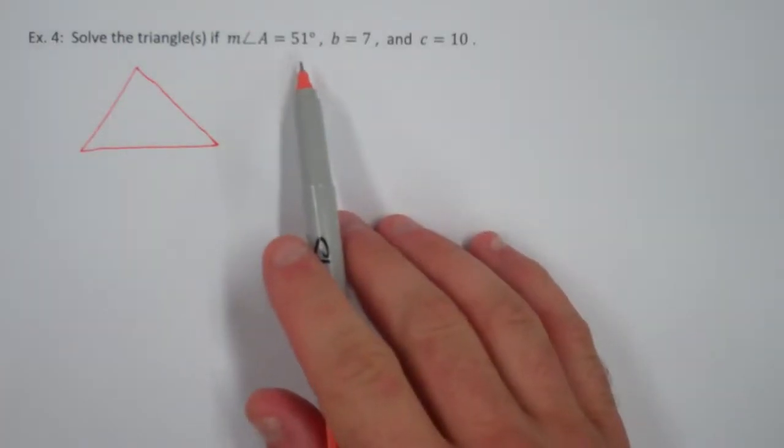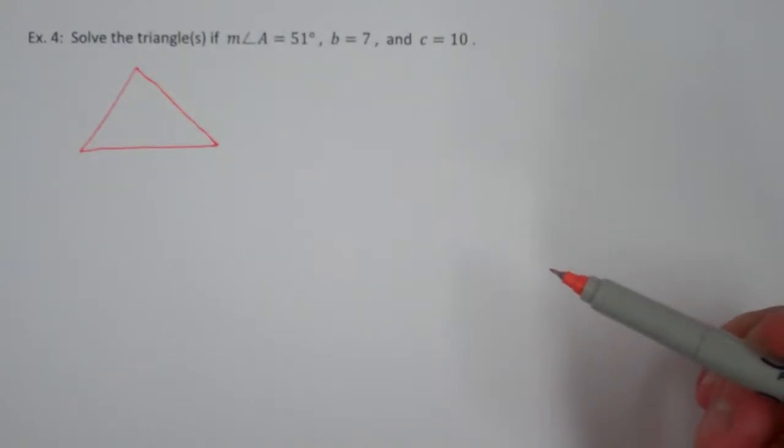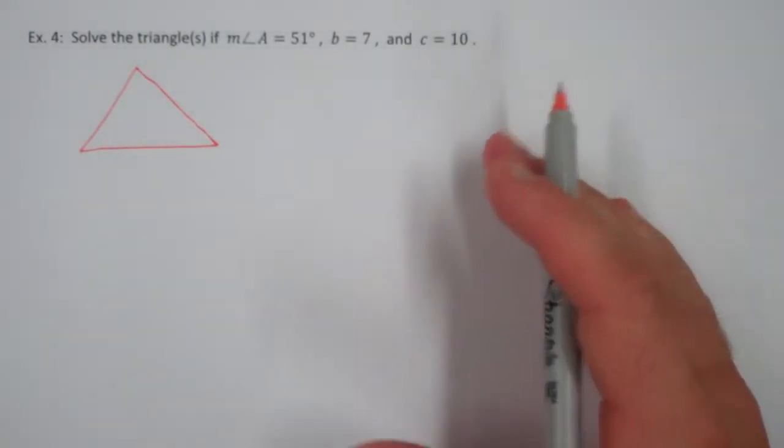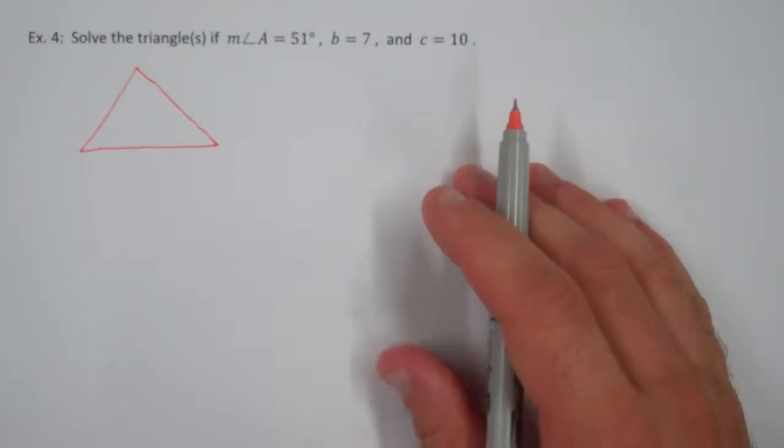Don't know if any one of these angles is 90 degrees here. Measure of angle A definitely isn't. And we don't know the other two. So we can't use the Pythagorean theorem or our regular sine-cosine-tangent relationships, our regular trig function relationships.